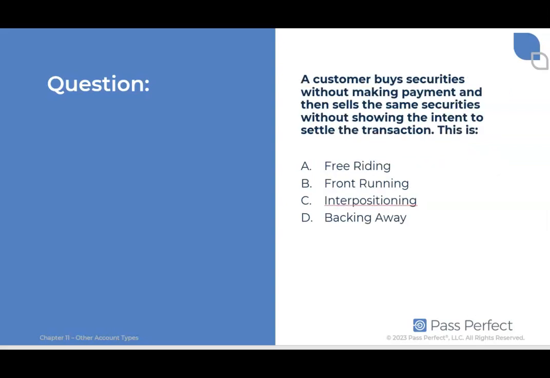A customer buys securities without making payment and then sells the same securities without showing the intent to settle the transaction. This is A, free riding, B, front running, C, interpositioning, or D, backing away.